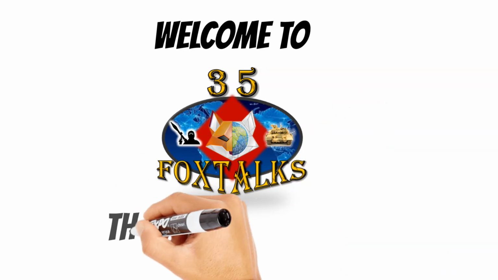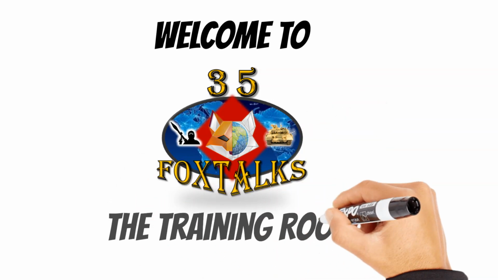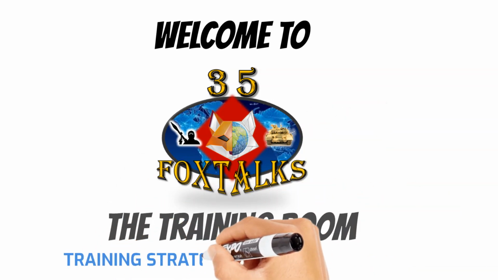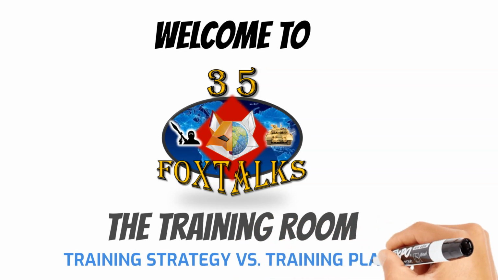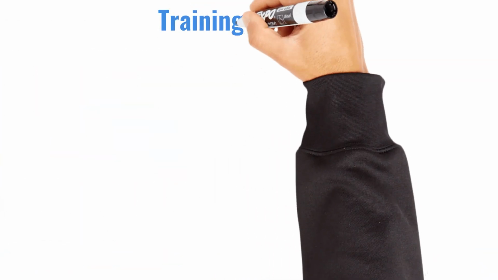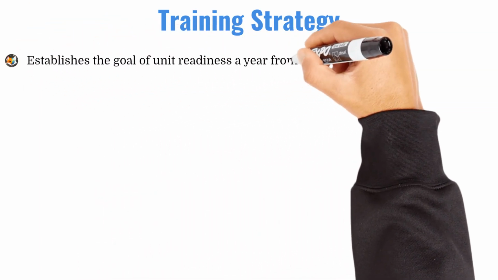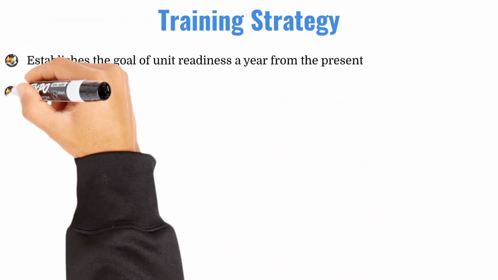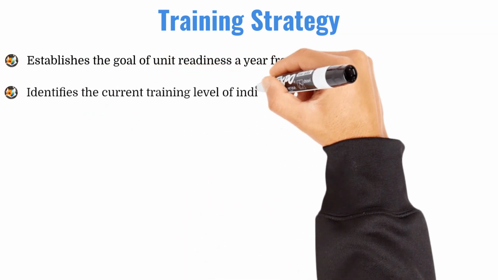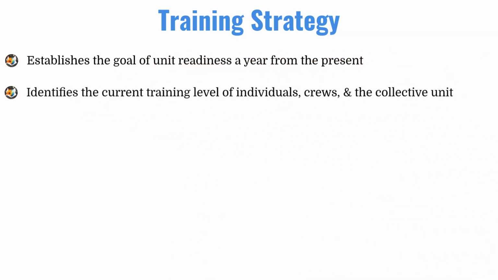This is our second training room episode, and today we will talk about creating a training strategy before you create a training plan. A training strategy is the following. It establishes the goal of unit readiness a year from the present. It identifies the current training level of individuals, crews, and the collective unit.